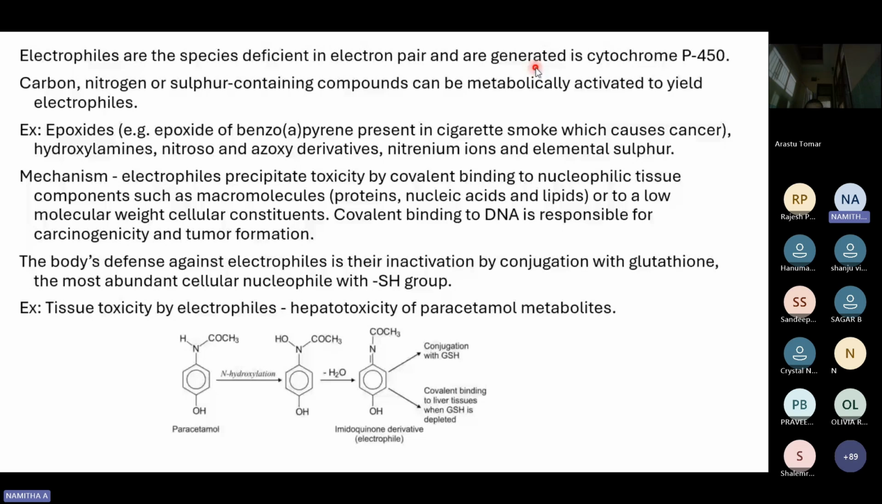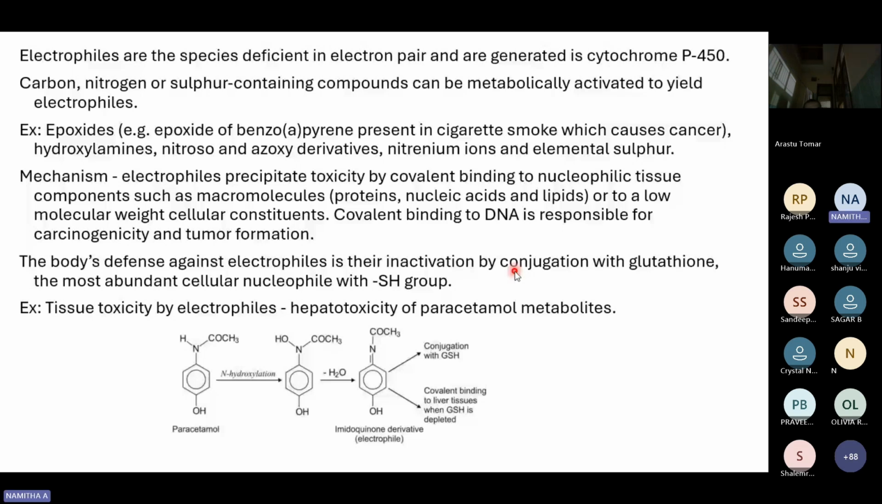Electrophiles can precipitate toxicity by covalently binding with the nucleophilic components of the cell, that is the macromolecules, proteins, nucleic acids, lipids, or lower molecular weight cellular constituents. Covalent binding to the DNA is responsible for carcinogenicity and tumor formation. The body's defense against electrophiles is inactivation by conjugation with glutathione, the most abundant cellular nucleophile with an SH group.